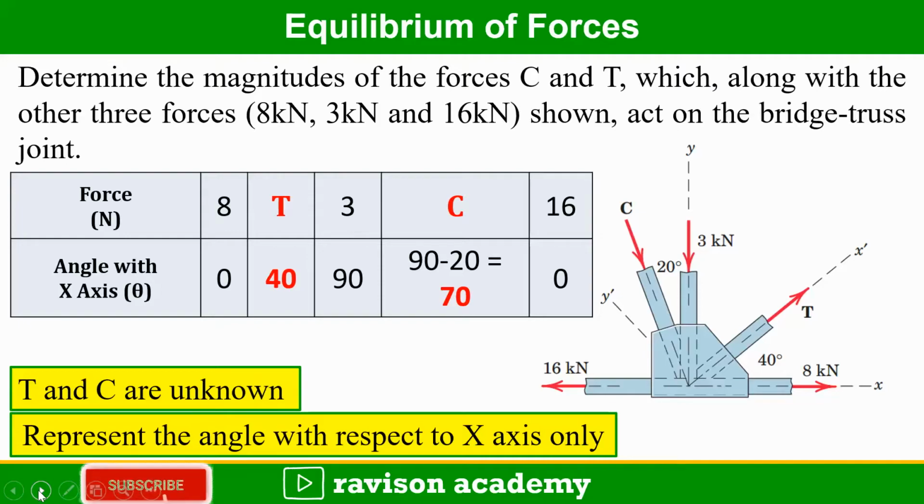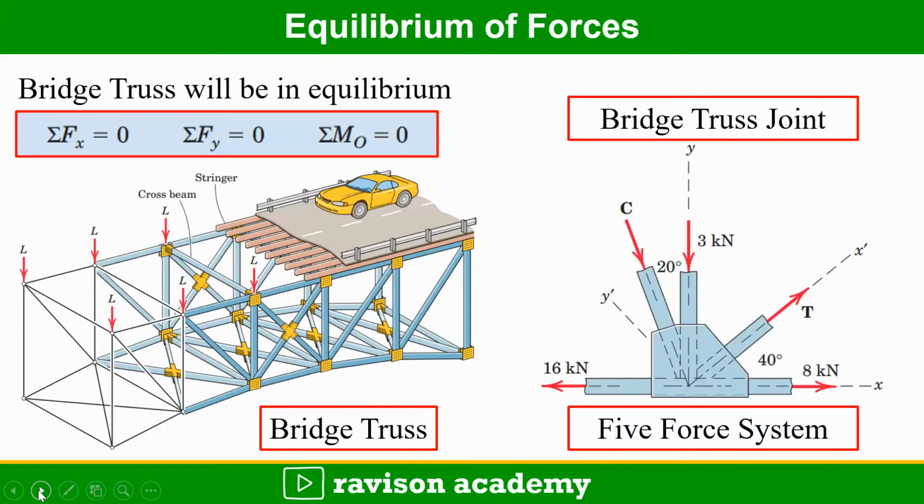The force of 8 kilonewton is acting at 0 degree, T kilonewton acting at 40 degree, 3 kilonewton acting at 90 degree, C kilonewton acting at 70 degree, and 16 kilonewton acting at 0 degree with respect to x-axis. The T and C are unknown here. So the bridge truss joint will be stable and it will be in equilibrium.